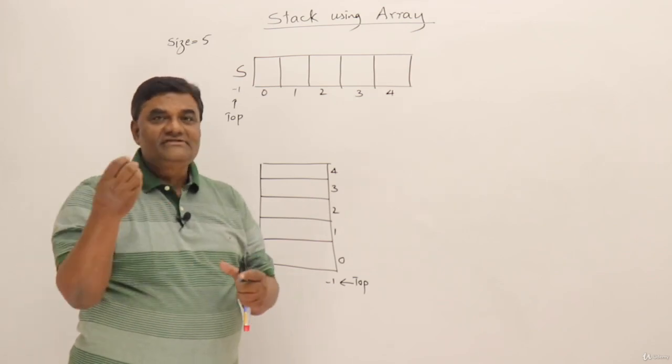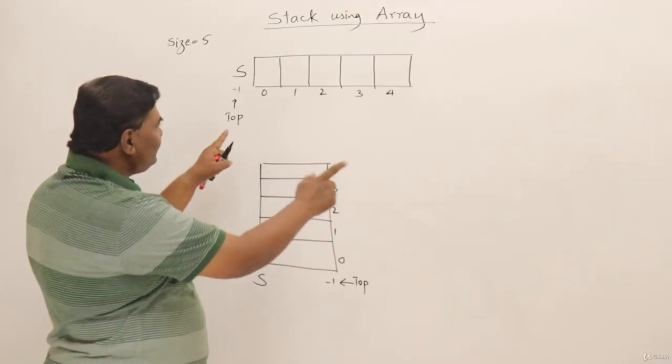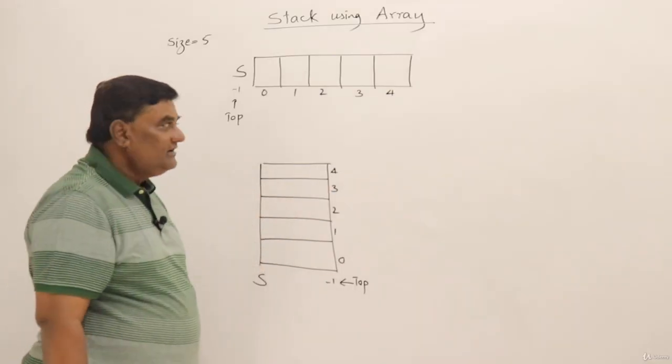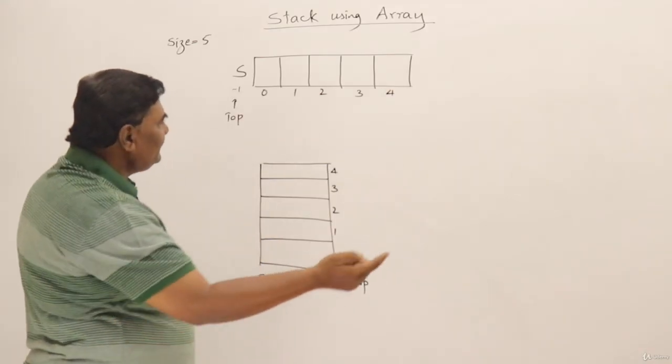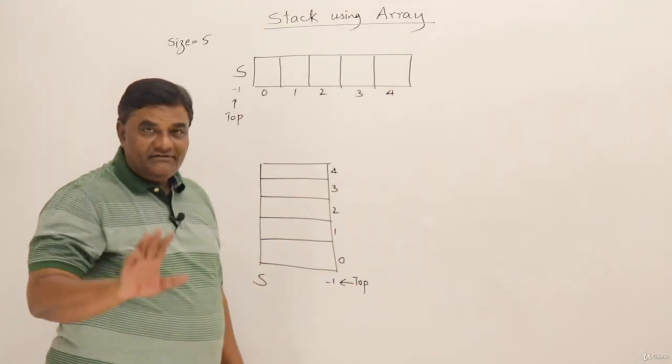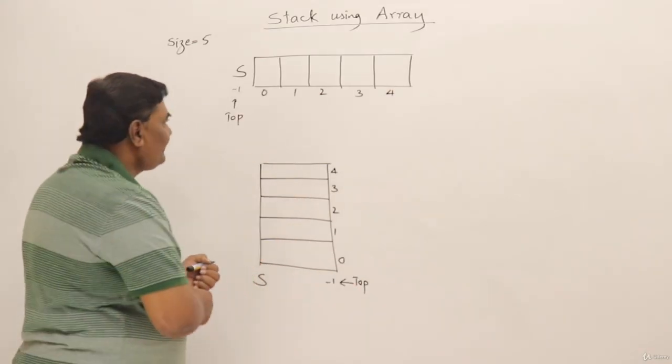So from the same end, we insert and delete. Here an array has two ends. From this side you can insert, and from this side also you can insert. What does it mean, inserting from either side?